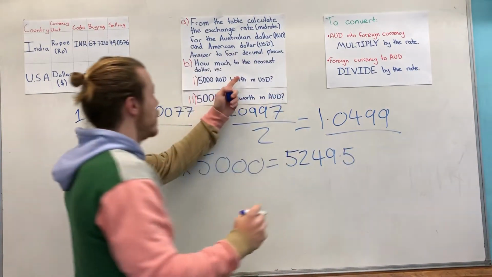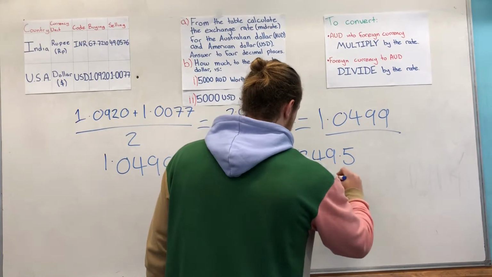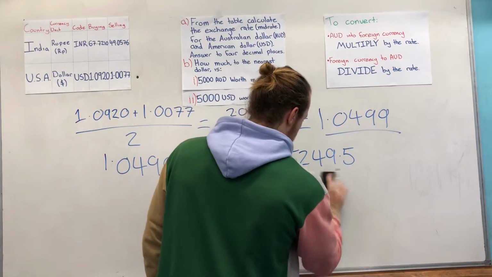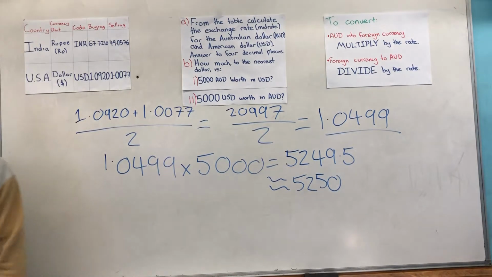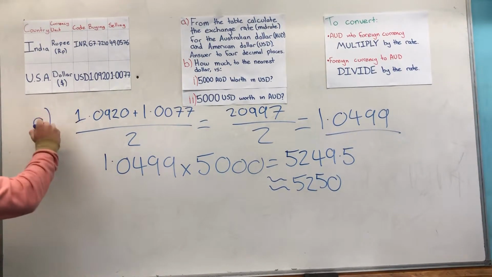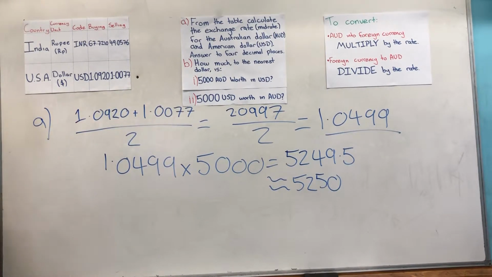But we're rounding to the nearest dollar, which is 5250. So this is part A, and this was the first half of part B, 5,000 Australian dollars worth in US dollars.